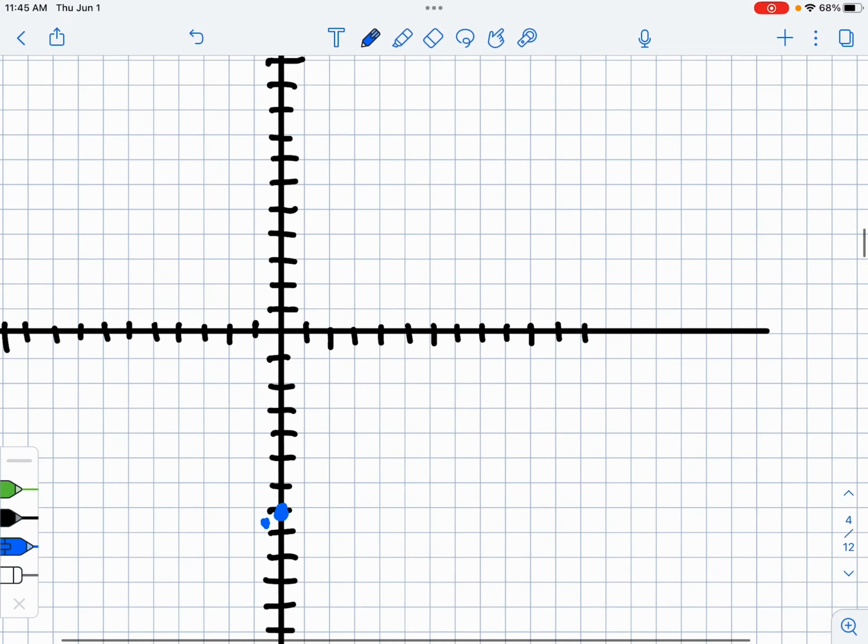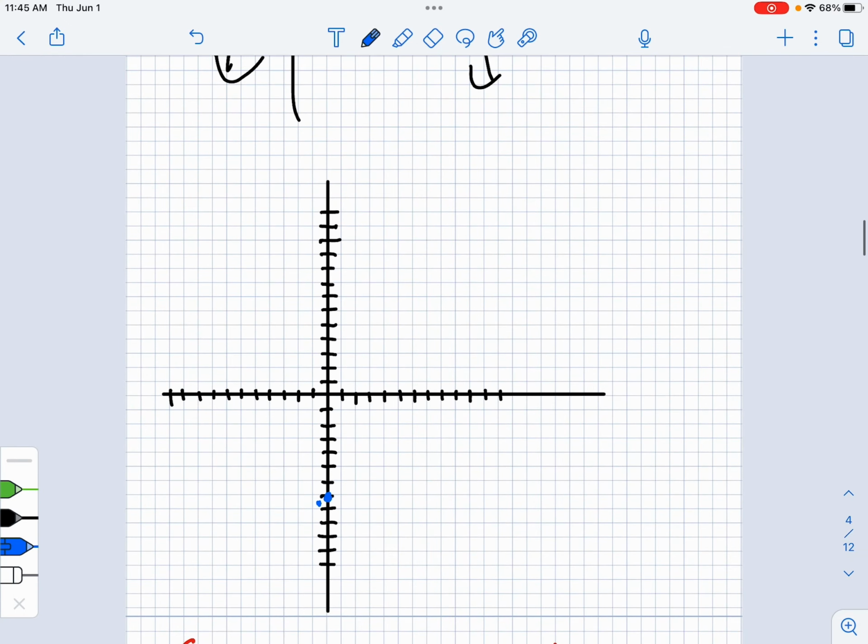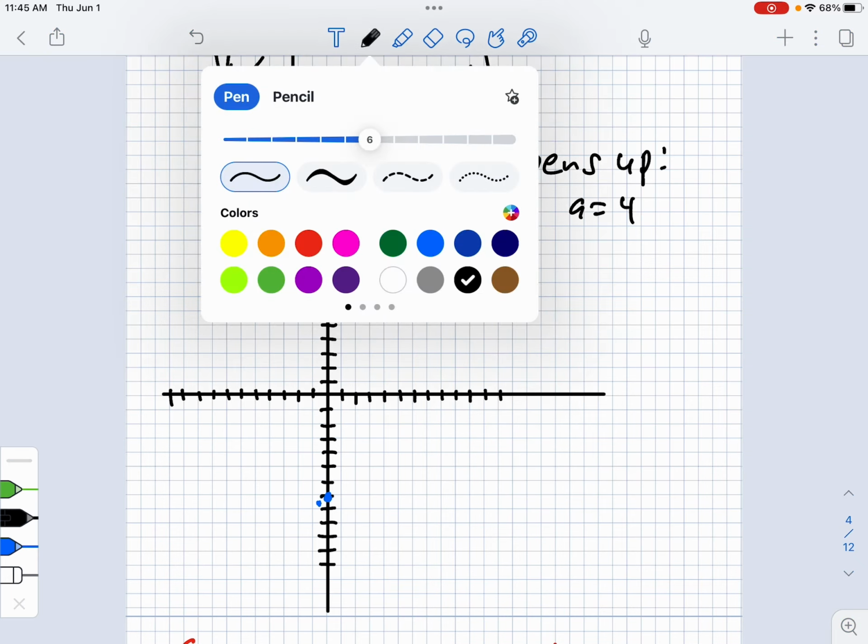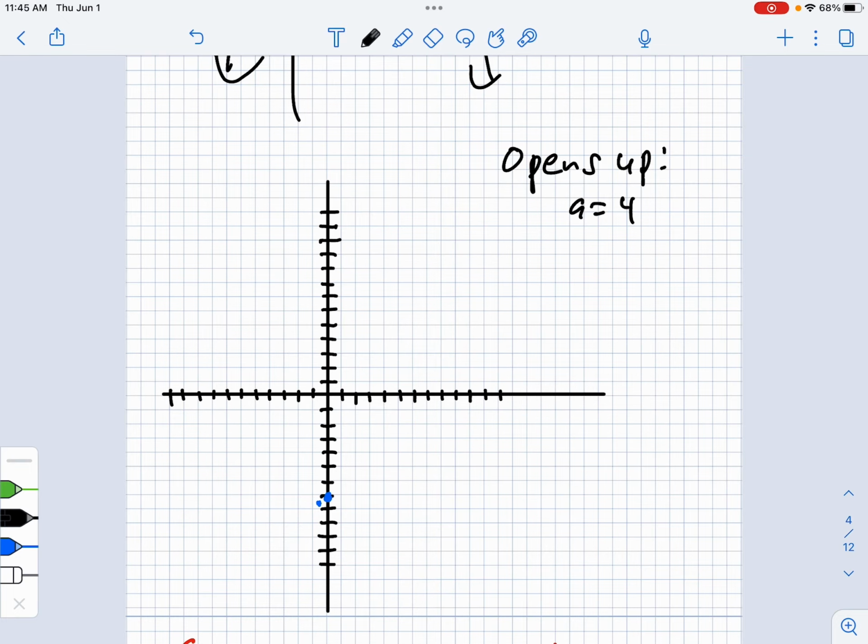Now we know it has to go up. The reason it opens up is because the coefficient a is 4, and because that's positive, it goes up. If it was negative, it would go down. Simple as that. Now, I could technically graph this from these 2 points, but I'd like to get another one, okay? So how do I do that?